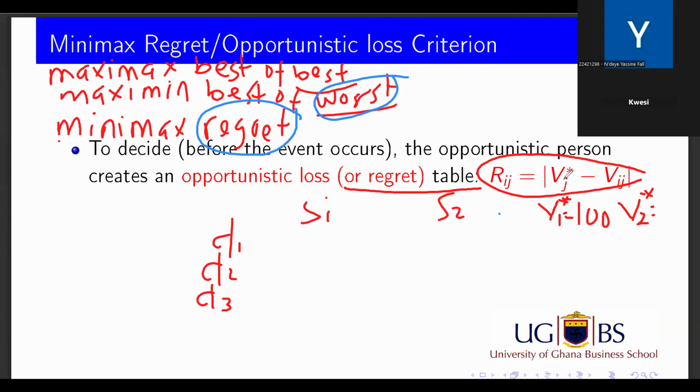Please, I've written the table, but I want to know what the VIJ stands for. I said VJ. We are not looking at the VIJ yet. We are looking at the VJ star. I'll come to the VIJ.